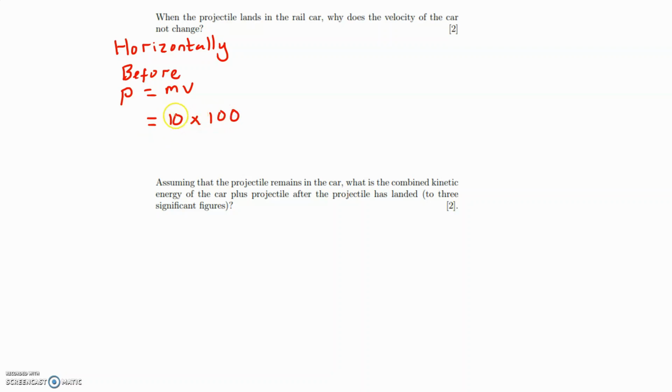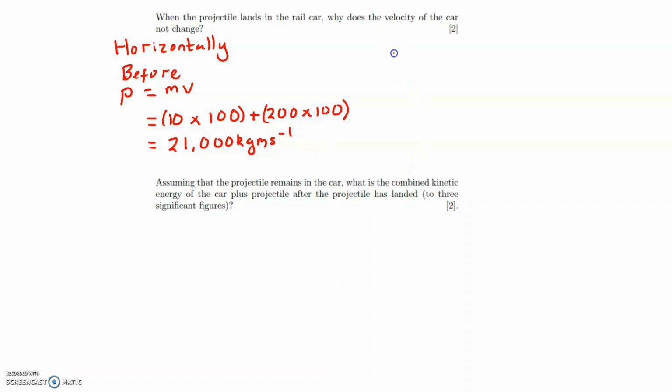its horizontal component is 100, and the momentum of the car is its mass times its velocity, which is 100, and adding those two together you get 21,000 kilogram meters per second. And so that is the total momentum in the horizontal direction before the collision.